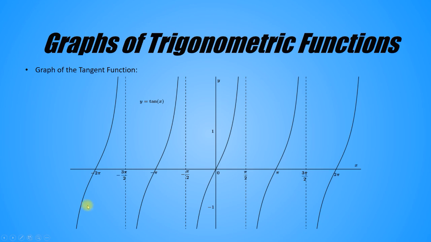This happens at the odd integer multiples of pi over 2. So pi over 2, 3 pi over 2, and then the negatives, negative pi over 2 and negative 3 pi over 2, and so on. The tangent function is also periodic, but it only needs half the space that sine and cosine do to complete one cycle. So its period is pi, not 2 pi.